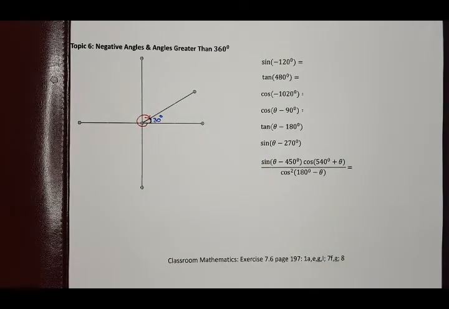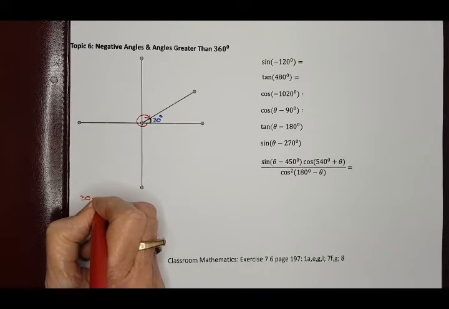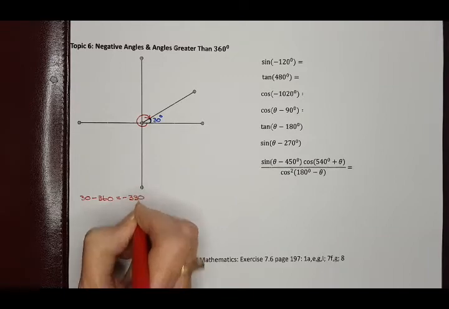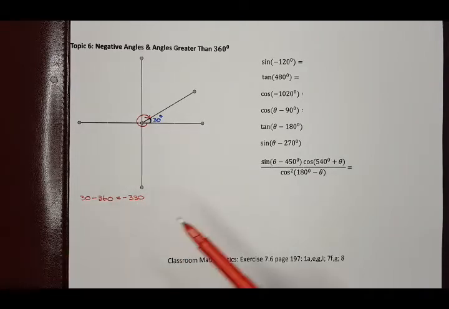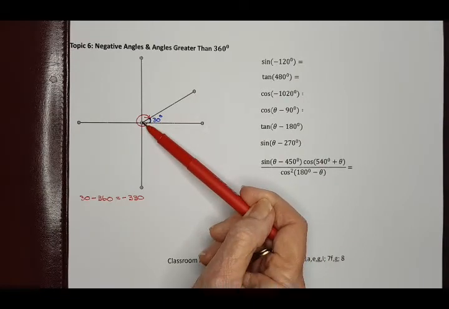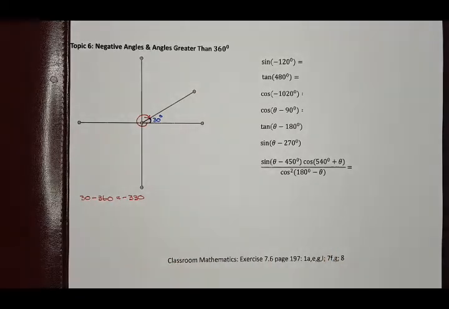So that red angle, I'm going to write it down here, would be 30 degrees minus 360, which would be minus 330 degrees. Now these angles are important because they finish in exactly the same place. And because they finish in the same place, their x, y, and r values are going to be identical, in which case their trig ratios are going to be identical. So for example, sine of 30 degrees and sine of minus 330 degrees, if you type it into your calculator, are both going to be a half.